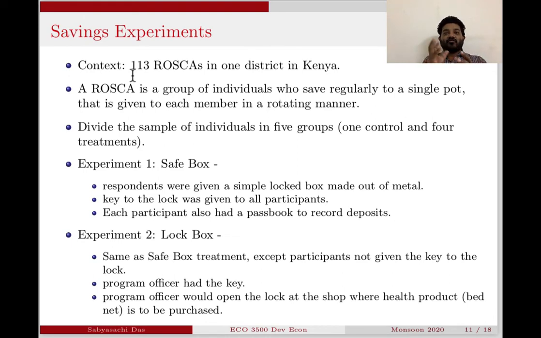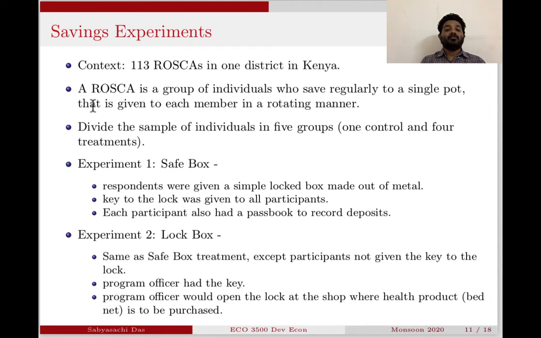and so in each Rosca, these members contribute regularly a saving in a pot, and the entire saving is made available to a member of the Rosca, who can then use the saving for whatever purpose suits them. They can also take credit from it, and they repay to the pot. So this is a collective arrangement.